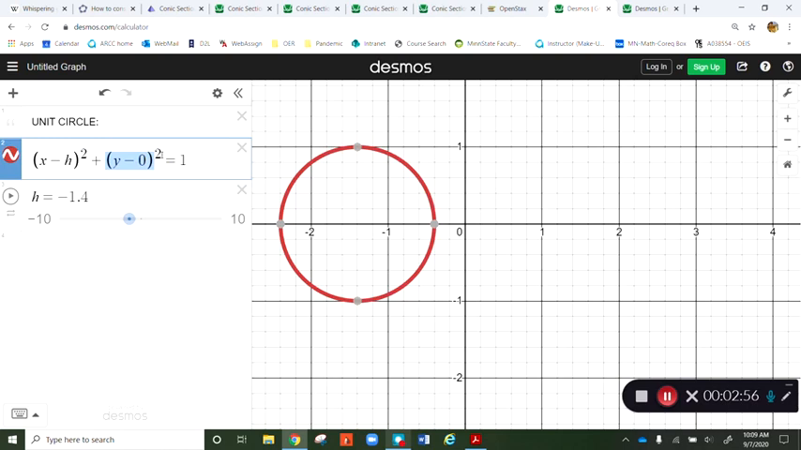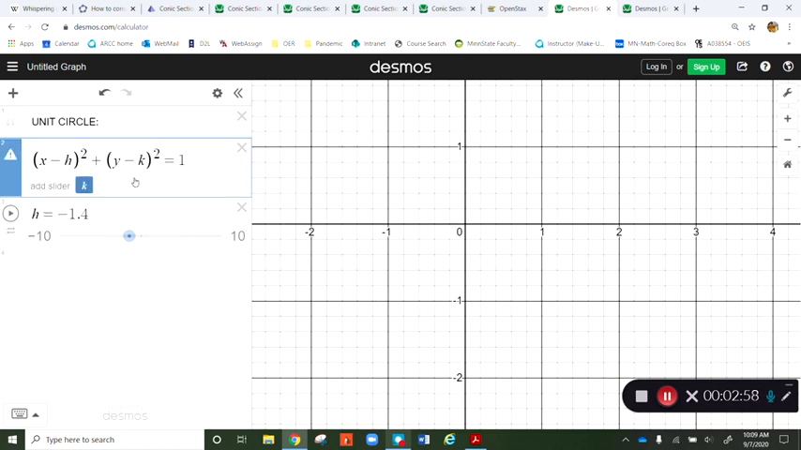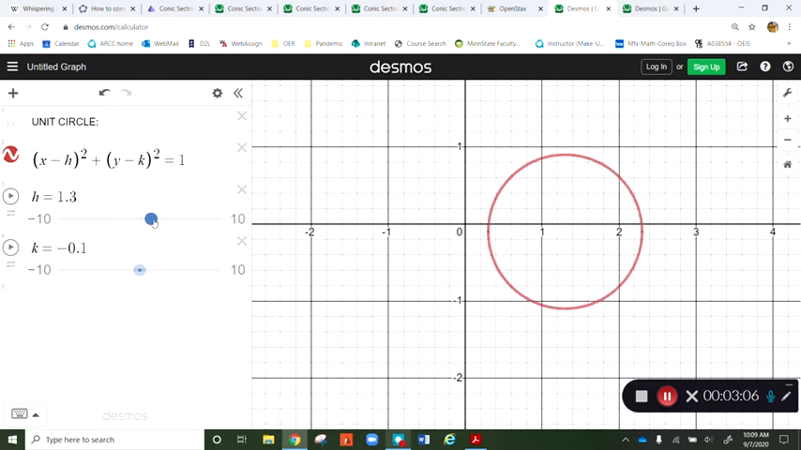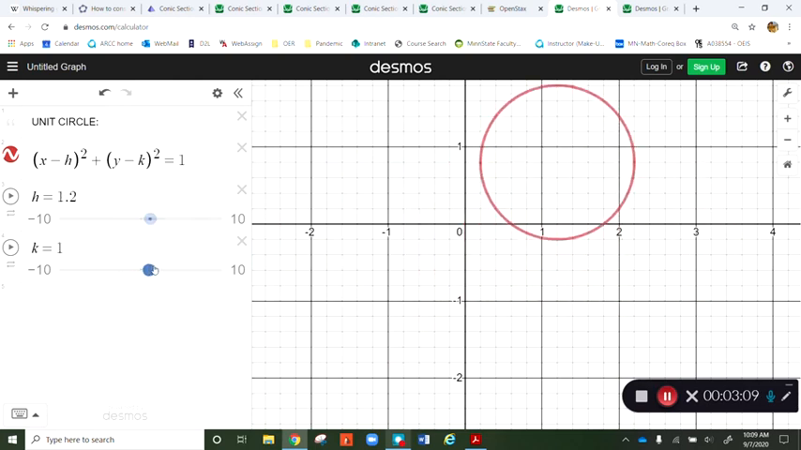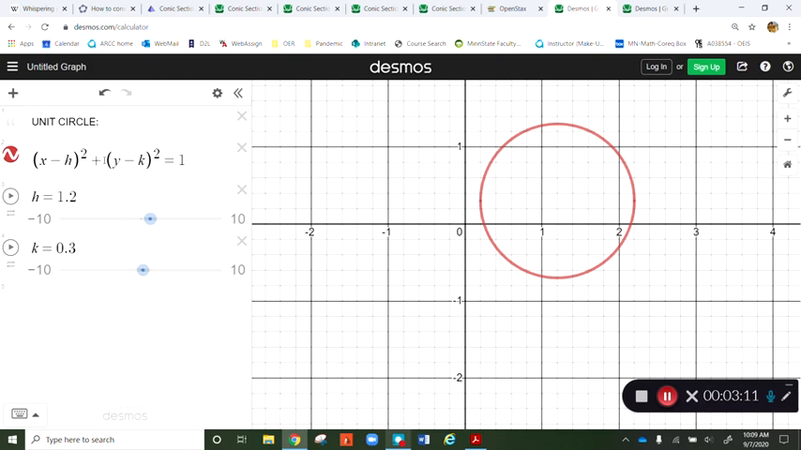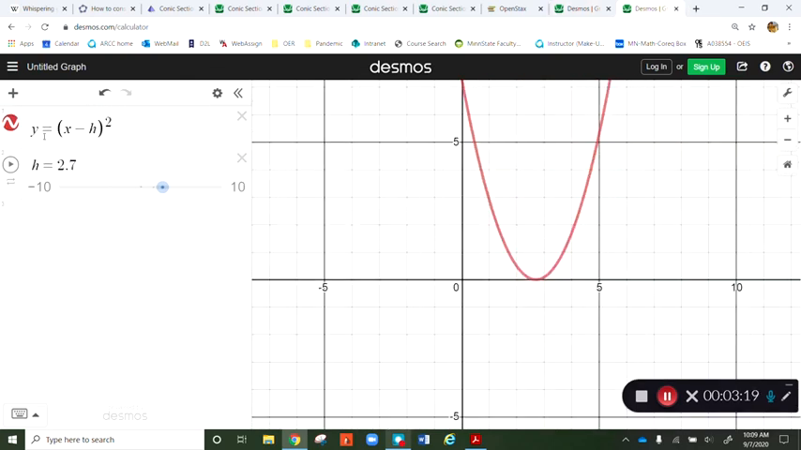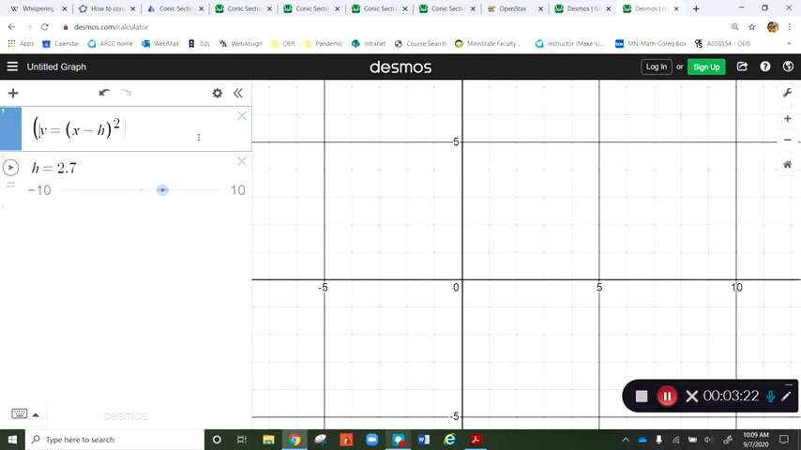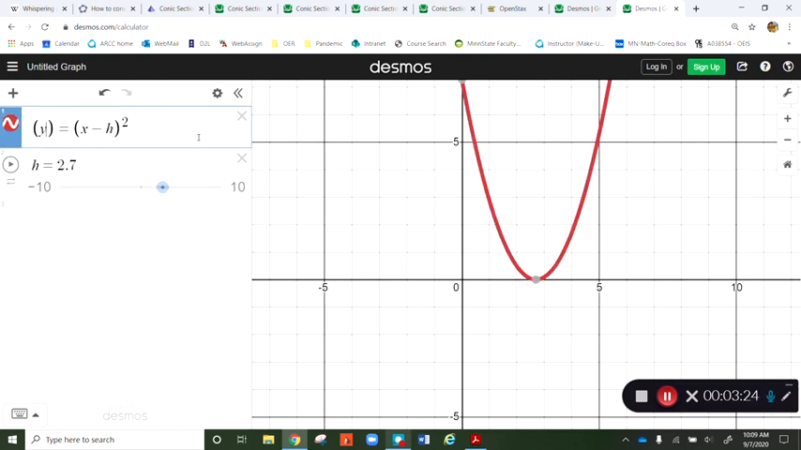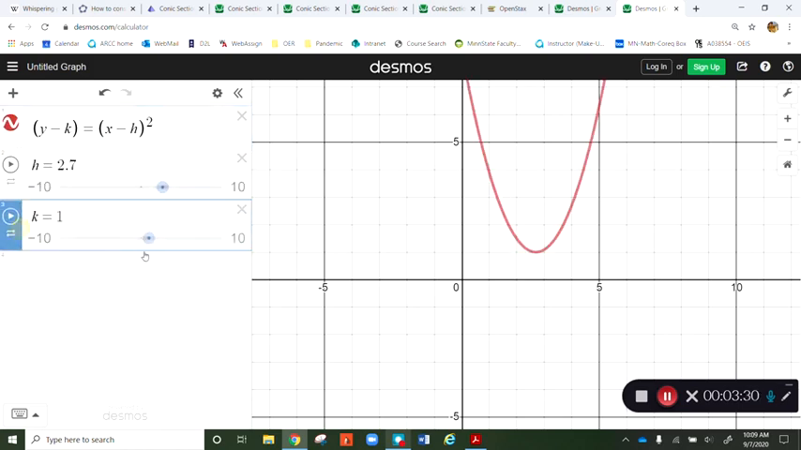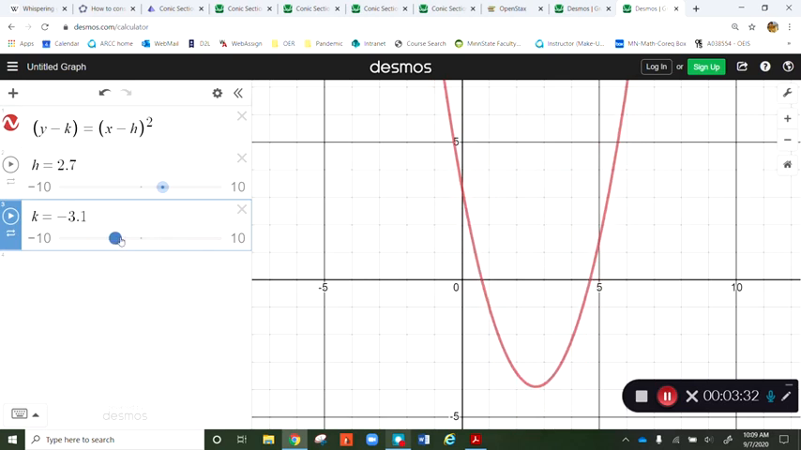If I do the same thing with y, let's put a y minus k there, and then add a slider for k. Let me make h first and k second. Now not only can I shift it left and right with the h value, I can shift it up and down with the k value. So that says whatever number is being subtracted from y is telling you how much this thing is being shifted vertically. All right, go back here to my parabola, and I could do the same thing with the parabola. If I take this y and I subtract k, grab our k value slider, then I can shift this thing up and down vertically.